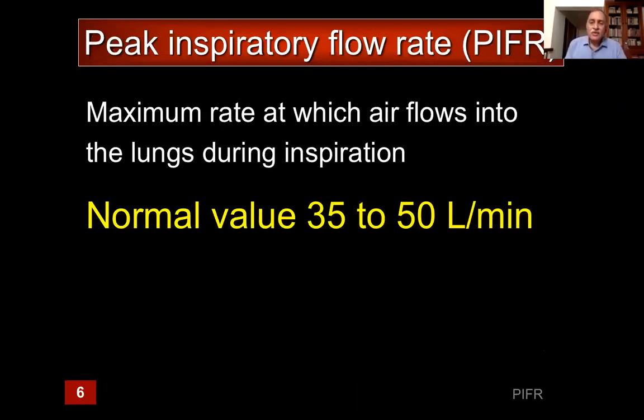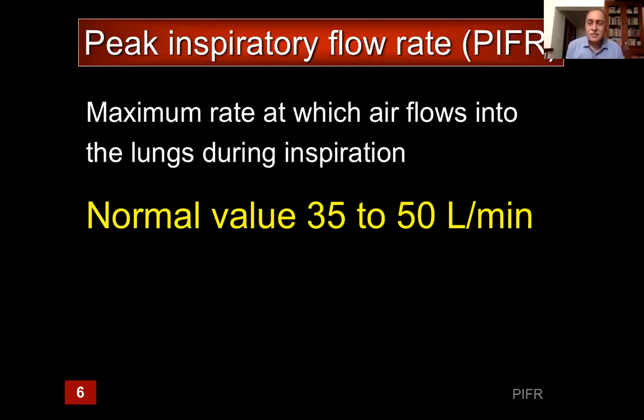Now, very often when we ask residents the question, what is peak inspiratory flow rate? Most residents are very familiar with the earlier term, peak expiratory flow rate, but there are several times when residents confuse peak inspiratory flow rate with peak expiratory flow rate. And therefore, I thought I would include this also as part of our discussion. The peak inspiratory flow rate is the maximum rate at which air flows into the lungs during inspiration. This has a normal value of 35 to 50 liters per minute.